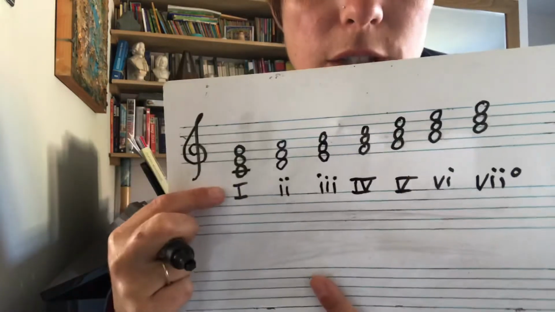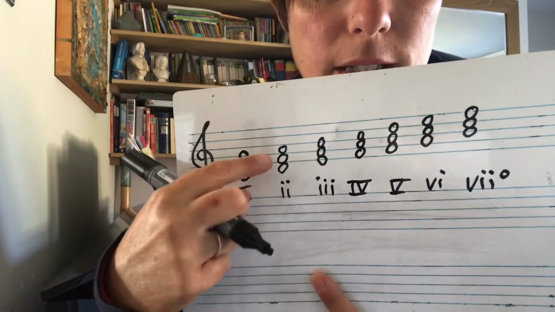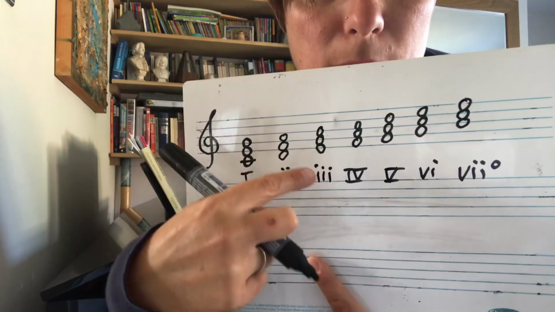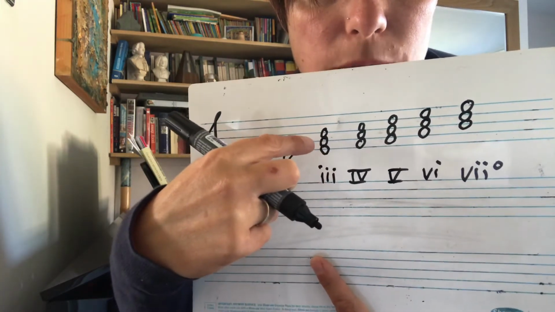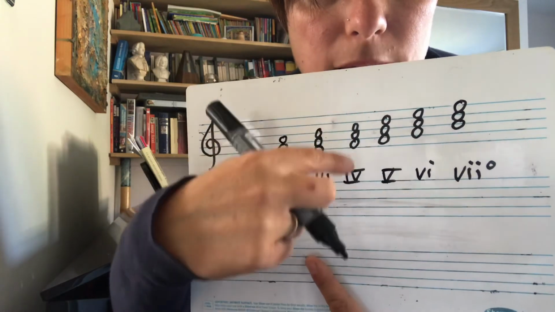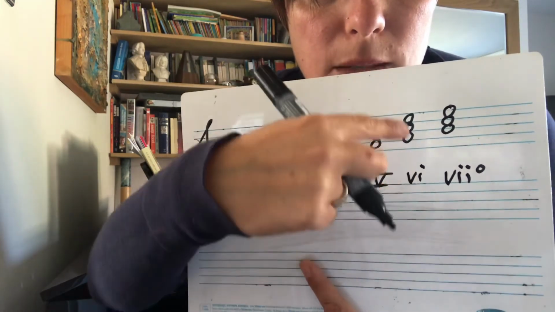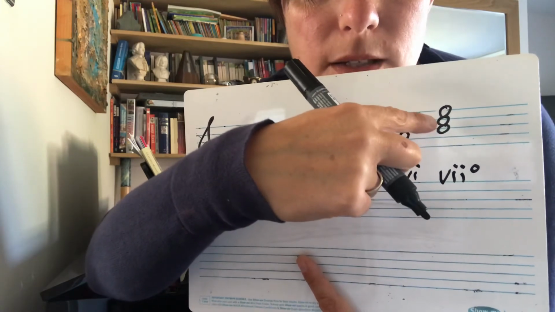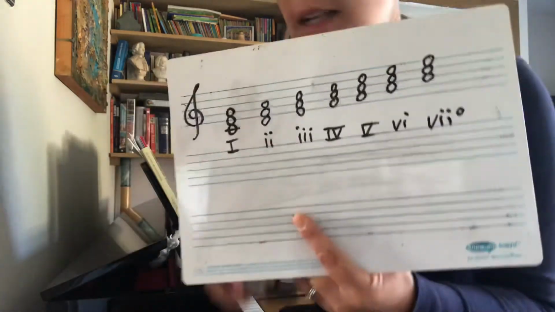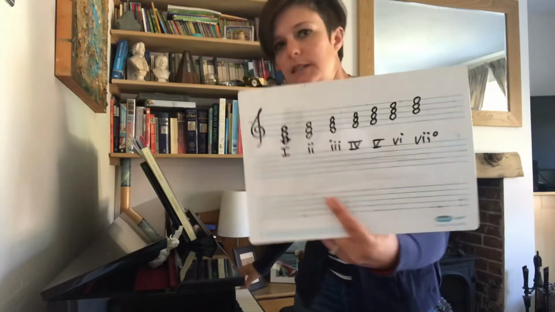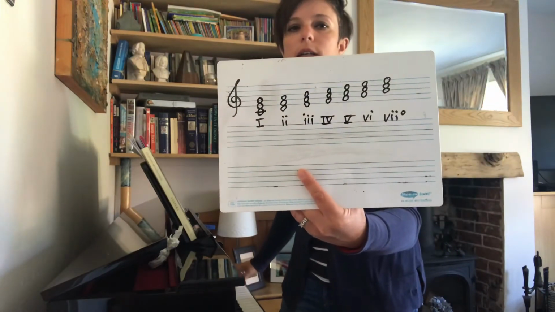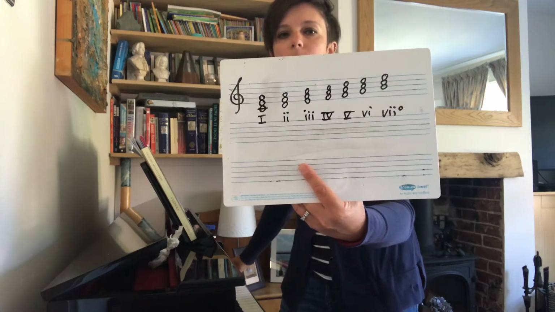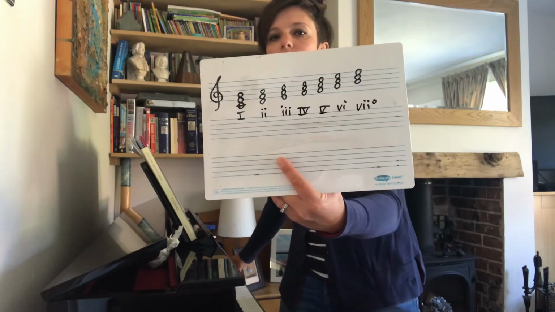So C major, this is D minor because that would be F sharp if it was going to be D major. E minor because this would be G sharp if it was going to be major. F major, G major, A minor and B diminished, because B to D is a minor third and D to F is a minor third. Let me just play you those. C major, D minor, E minor, F major, G major, A minor and B diminished. Can you hear that funny chord there?